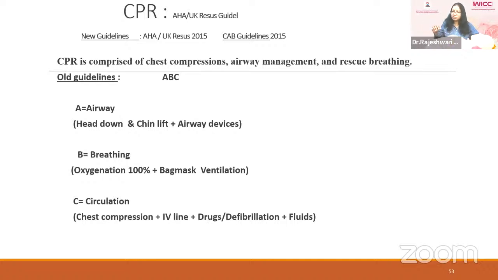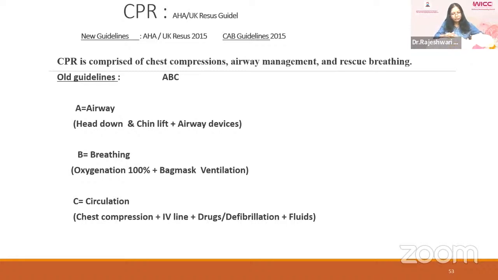So another person comes and takes over, so this is the time when you can stop. Okay, the other person can take over and you have to check the 6H and 5T of cardiac arrest. Okay, within 30 minutes, you have to assess that. Now, this is for doctors. We can discuss it later also.